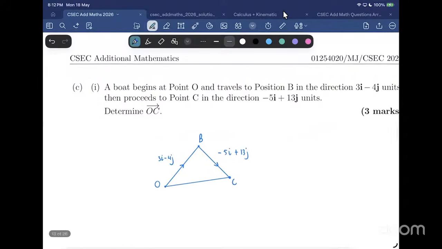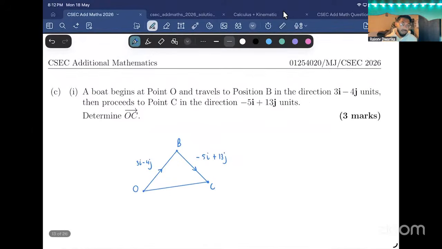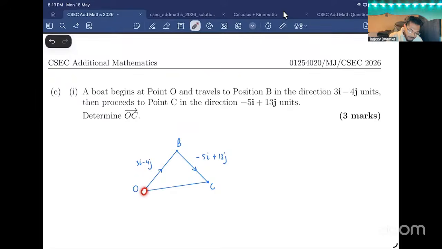Alright, let me read it back again so you can understand what is happening. A boat begins at point O. So it starts from O, and then it travels to B. So this first vector is O to B, and it's 3i minus 4j. And then it proceeds to point C. So from B, it goes to C. And they want us to determine O to C.